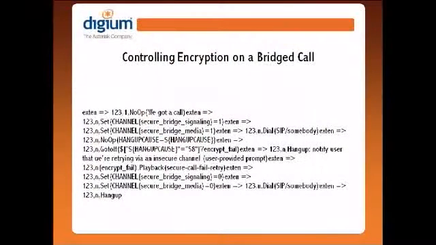Controlling the encryption on a bridged call. One thing that Asterisk doesn't support with SRTP is optional encryption or opportunistic encryption. The reason is that there's really no RFC compliant way that I found that works. Different manufacturers have come up with different ways to do it, and the different phones don't always do it the same way. It's a pain to try to support them all. And then also, I just think the idea of opportunistic encryption is silly. If something needs to be encrypted and secure, then it needs to be.